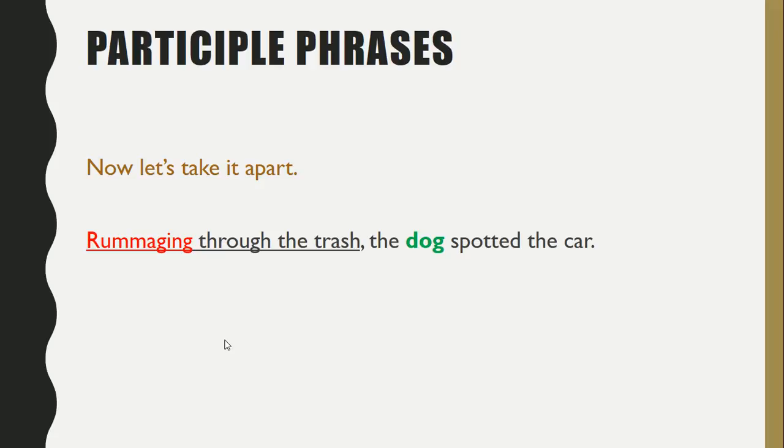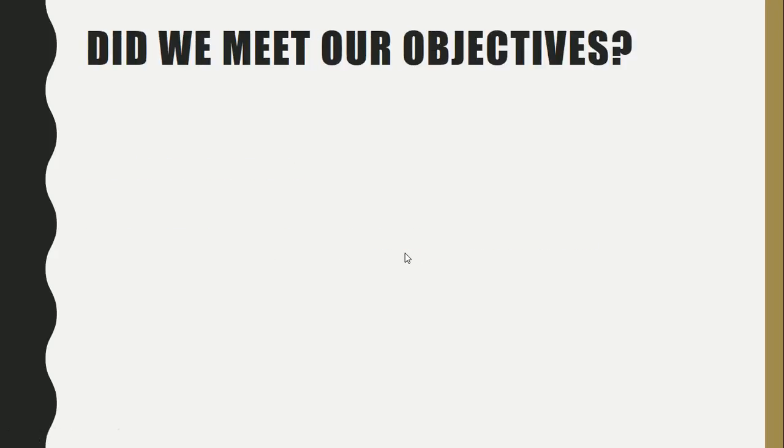Okay, we took it apart. Rummaging through the trash. One big adjective. Rummaging is the participle. Whole thing's participle phrase. Dog is being modified. Did we meet our objectives today?